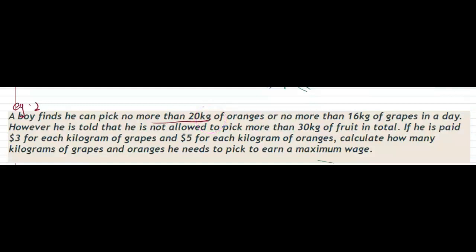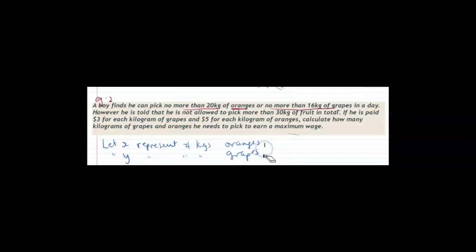Example 2. A boy finds that he can pick no more than 20 kilograms of oranges and no more than 16 kilograms of grapes a day. So saying that we're counting oranges in kilograms and grapes in kilograms, that means that we can define our two variables. So from here, I could just write the lines. Let x represent the kilograms of oranges picked and let y represent the kilograms of grapes picked.